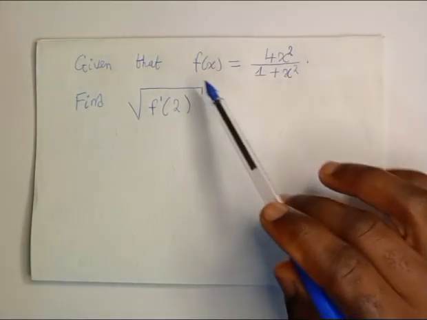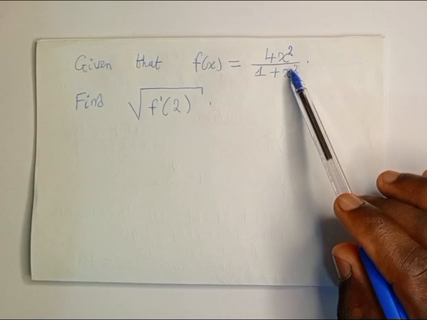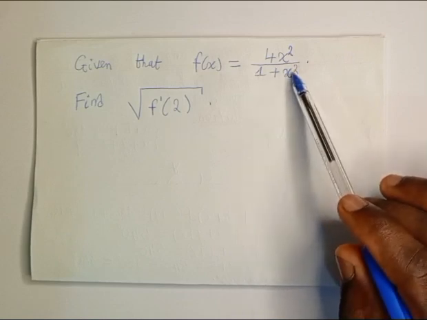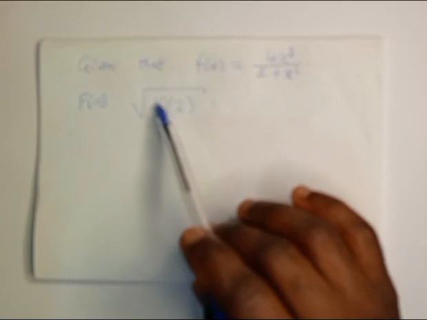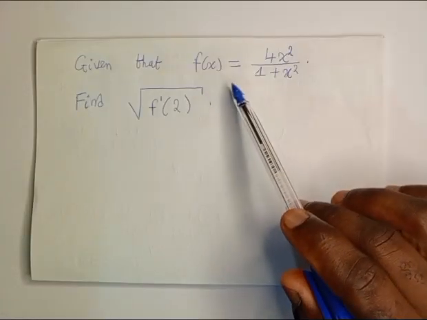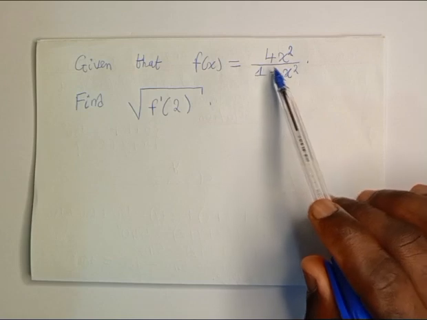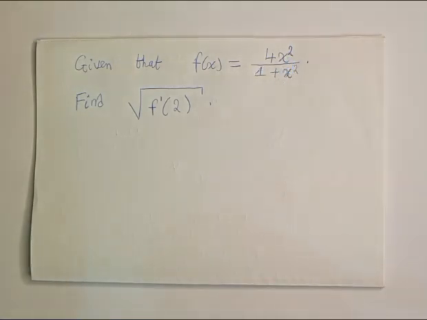Given that f of x is equal to 4x squared all over 1 plus x squared, find the square root of f prime of 2. The function f of x is a quotient of two functions, 4x squared and 1 plus x squared. For us to easily perform this differentiation, we are going to make use of the quotient rule.